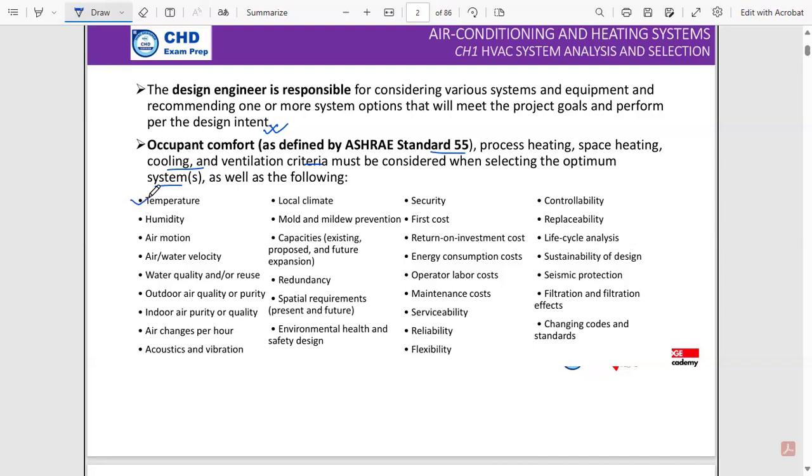Temperature, obviously, the very first contributing factor. Humidity. In many cases, humidity is important. Let's say if you are designing an HVAC system for pharmaceuticals, humidity is an important factor.